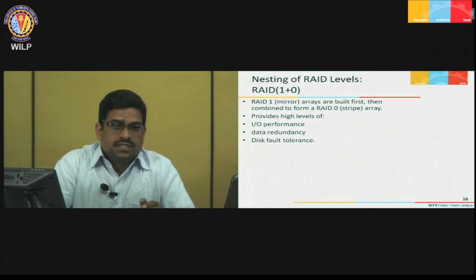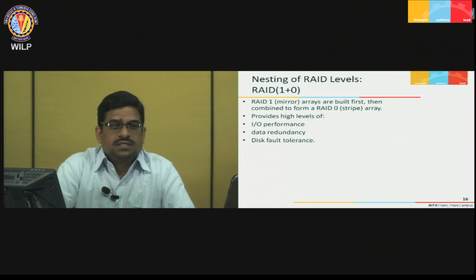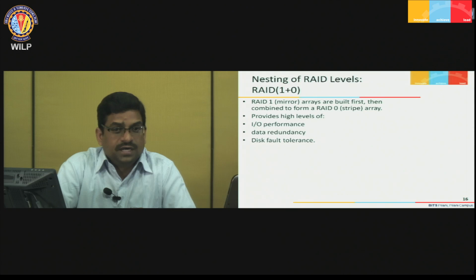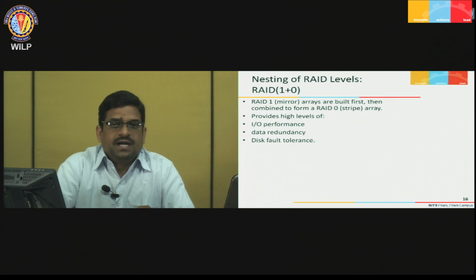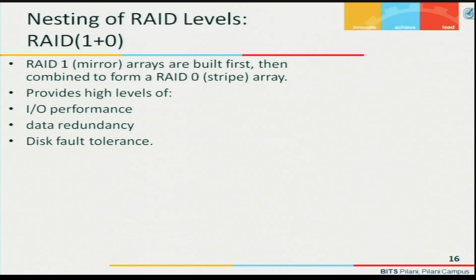So, these are the 7 levels, 0 to 6. We just did the comparative analysis of all these 7 RAID levels. Some hybrid RAID levels are also popular and used in computer systems, network servers and so on. One of them is called RAID 1 plus 0. So, what is RAID 1 plus 0? It is a combination of RAID 1 and RAID 0.